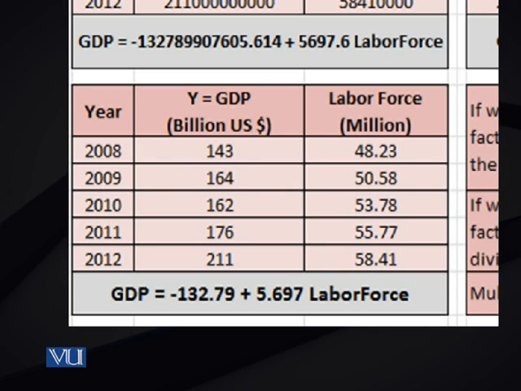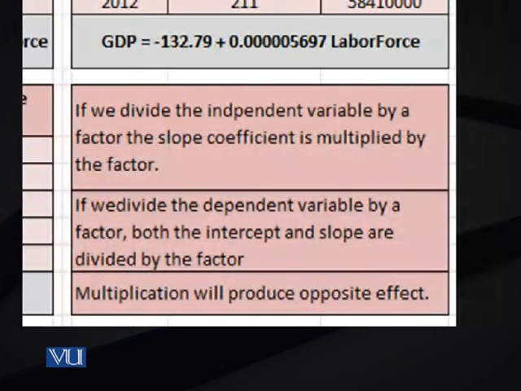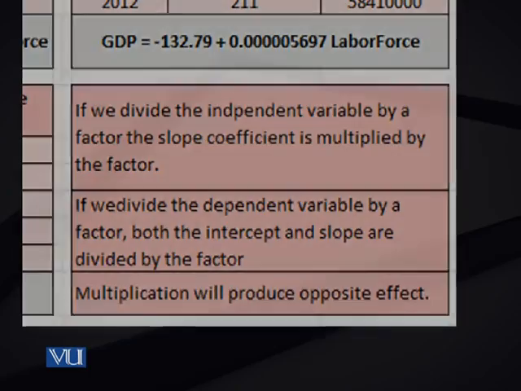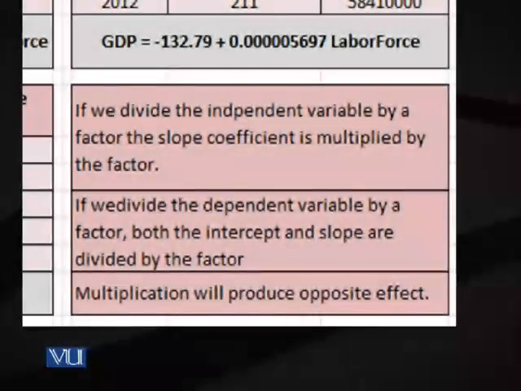So as you see, if we divide the dependent variable by a factor, the effect is both on the intercept and the slope. They are also divided by the factor. So again, if we divide or multiply the independent variable by a factor, the slope coefficient is multiplied or divided by the factor, an opposite relation, but there is no effect on the intercept. But when we divide or multiply the dependent variable by a factor, both coefficients A and B are divided or multiplied by the same factor. So this is by dividing by 1 million or 1 billion, you can easily conclude that multiplication would produce just opposite results.